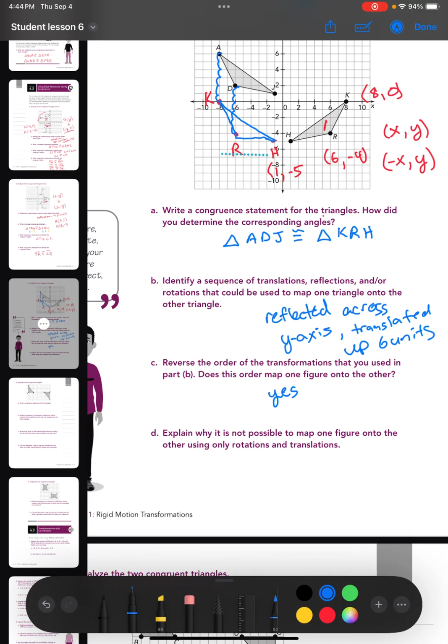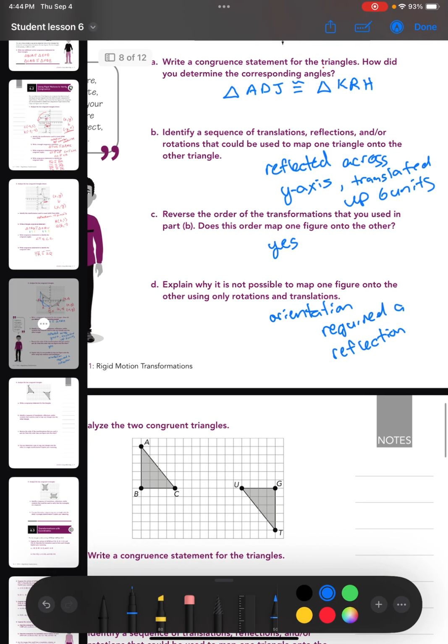Okay, explain why it is not possible to map one figure onto the other using only rotations and translations. Because the orientation required a reflection. We could not just rotate that using any of our rules and get to that new figure.